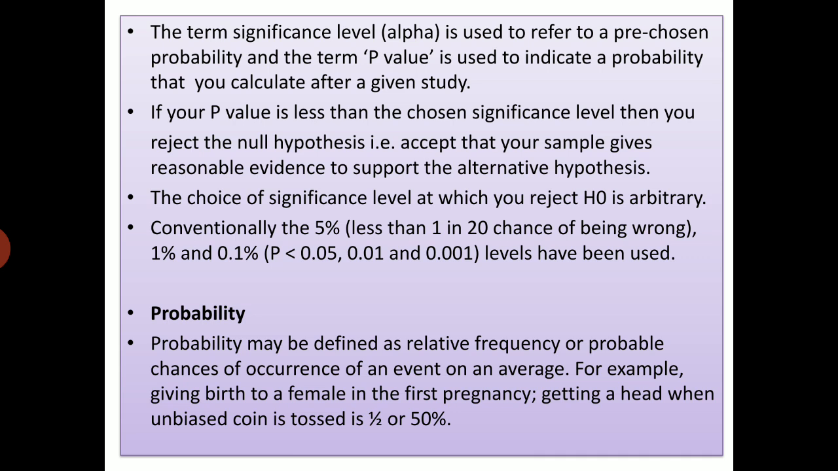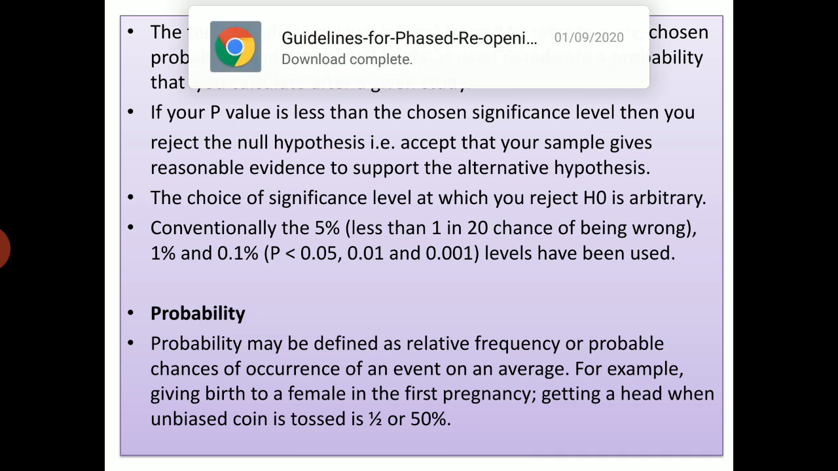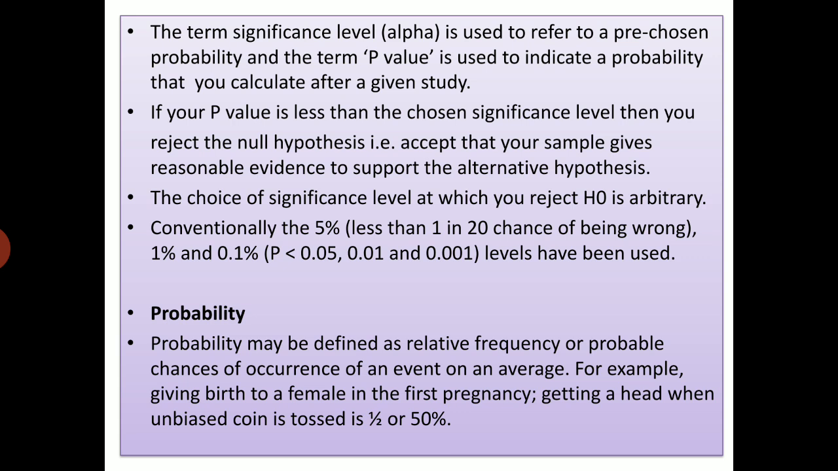So the level of significance, the choice of significance level at which you reject the H0, is arbitrary. Conveniently 5%, that is less than 1 in 20 chances of being wrong, 1%, and 0.1%. The p less than 0.05, 0.01, and 0.001 levels have been used in the industry.